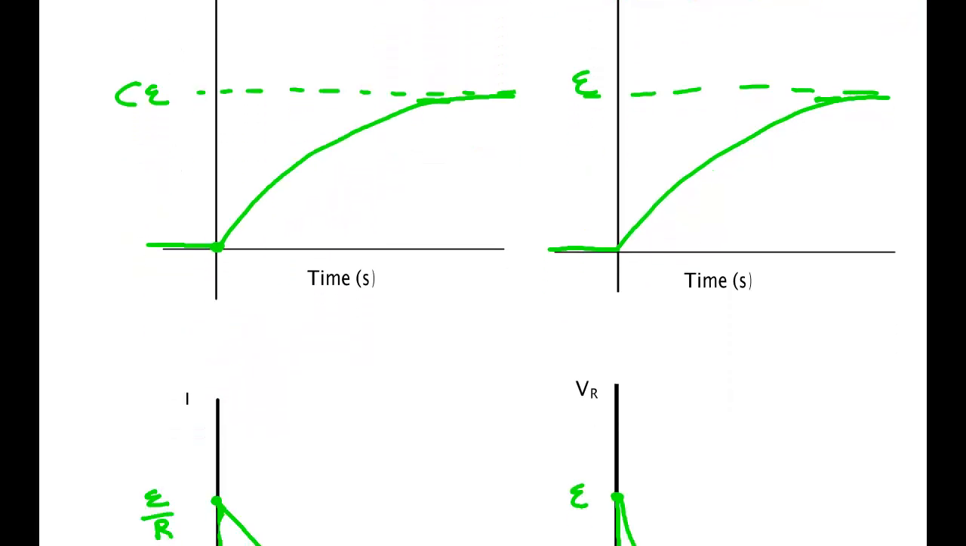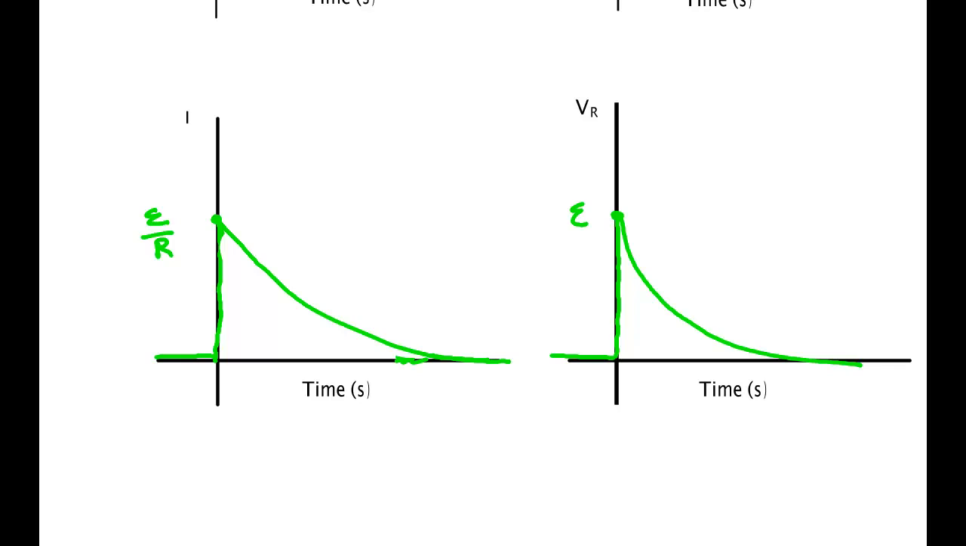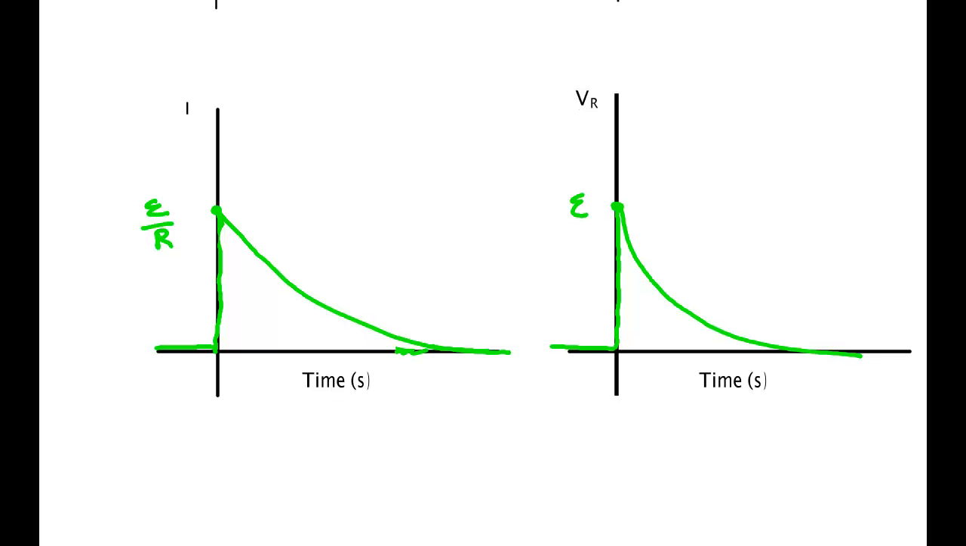Likewise, if you look at the current through a resistor and the voltage across the resistor, those two graphs have to look alike. And that's because VR is equal to I times R by Ohm's law. So I and VR graphs must look alike.